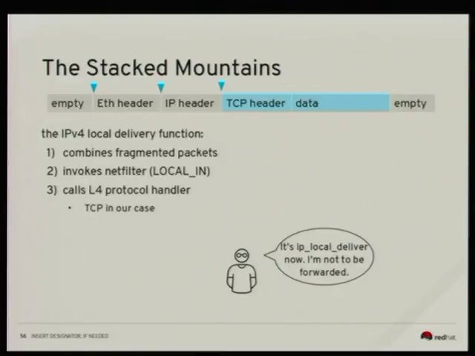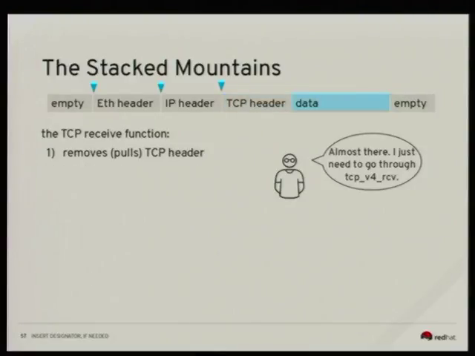And as the last step, we again look up a table of L4 protocols, find out which one it is from the header, and call the appropriate function. This is TCP, and the function is tcp_v4_rcv, obviously. And again, it starts to be boring because it's still the same. So we remove the header. We verify the checksum. Sure.